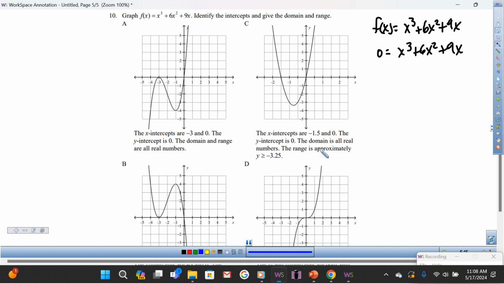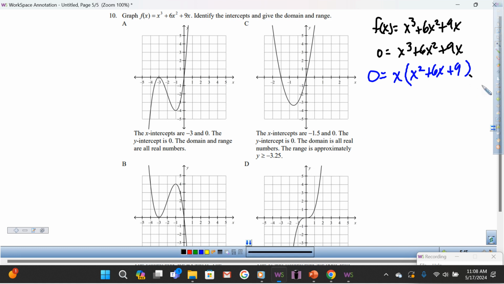Tell your neighbor what the GCF is. What does each term have? An x. That is correct. And that leaves us with, if we took away the x, x squared plus 6x plus 9. Can we still factor in here? Tell your neighbor how to factor that.